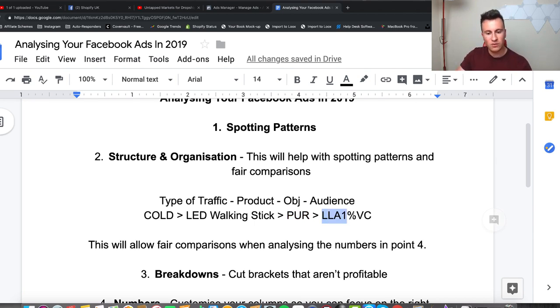And then finally, what the actual audience is. So is it a lookalike? Is it interest targeting? Is it a retargeting ad? Is it everybody who's been to your site but didn't make a purchase? Is it everybody who's made a purchase? And so on, just so that when you are spotting the patterns, you are comparing like for like ad sets.